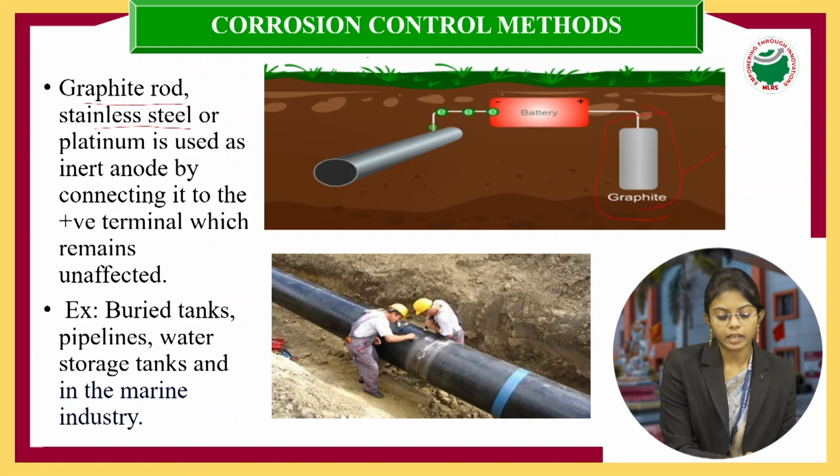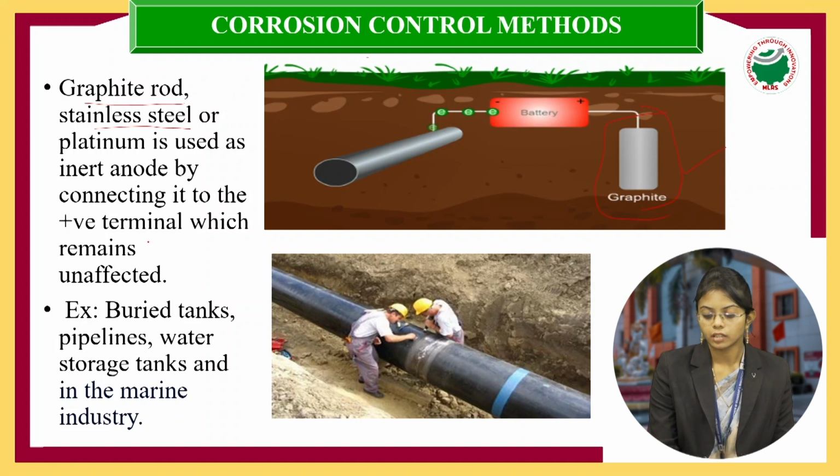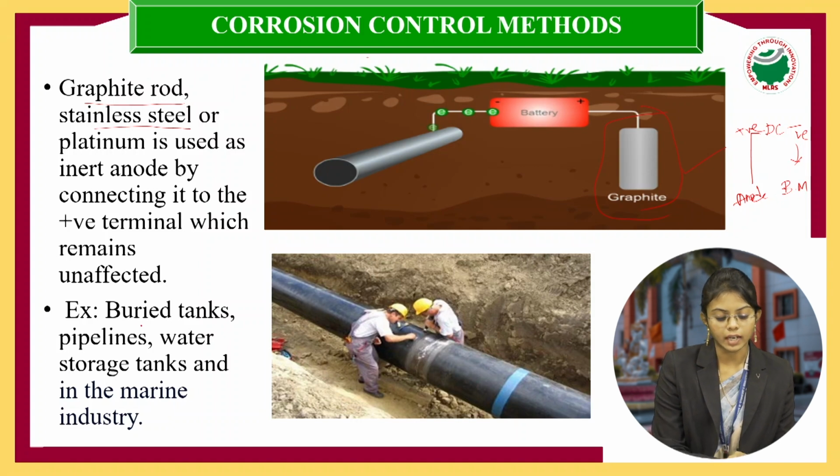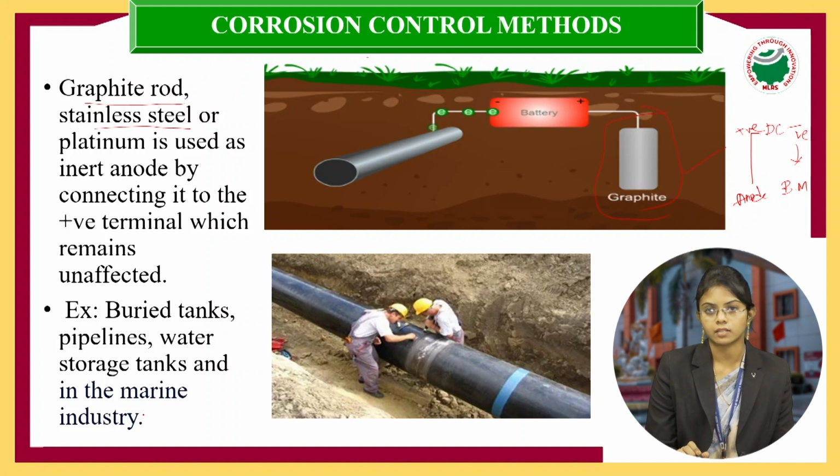Now this anode is connected to the positive terminal. We have a DC source here: the negative terminal is connected to the base metal and the positive terminal is connected to an anode, and here the anode we take is graphite, steel or platinum. Now this base metal will be unaffected. Examples are buried tanks, pipelines and water storage tanks in the marine industry. These are the examples for impressed current voltage.